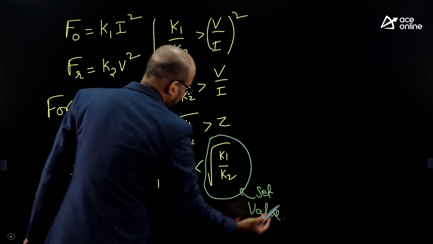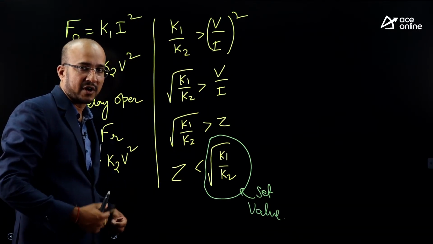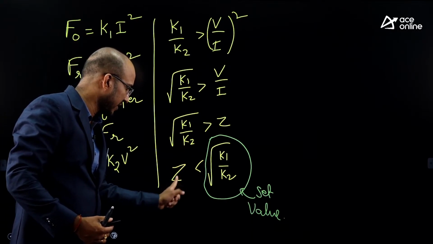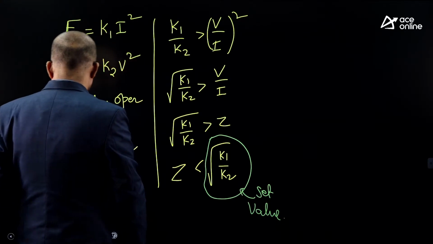So here, whenever the impedance seen by the relay is less than the set value, the relay will operate. So here also mathematically we got the same. This is the set impedance. Whenever the impedance observed is less than the set value, the impedance relay is expected to operate.